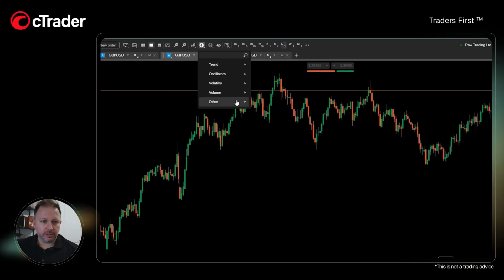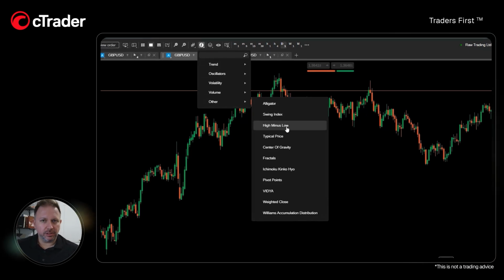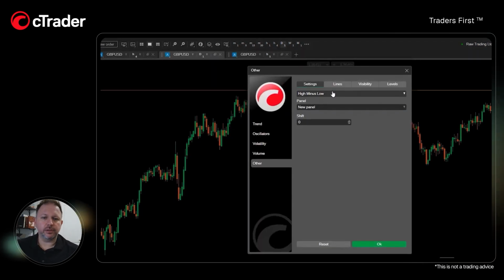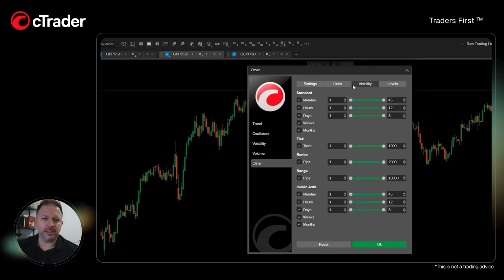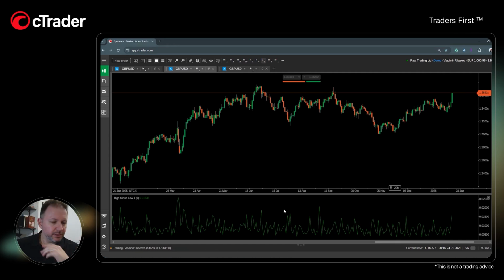So first of all, where is this indicator? We go to the indicator section, other, and high minus low. The HML is right here. You can, of course, predefine your settings of your choices, headlines, visibility, and so on. And once you click it, here is the indicator. So you will see it on the bottom.